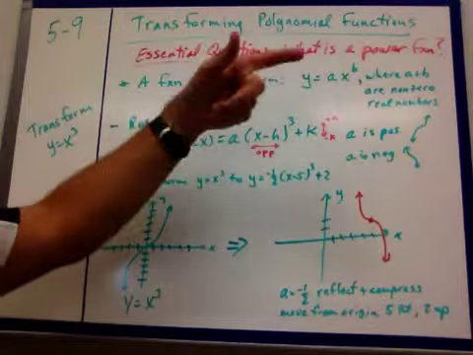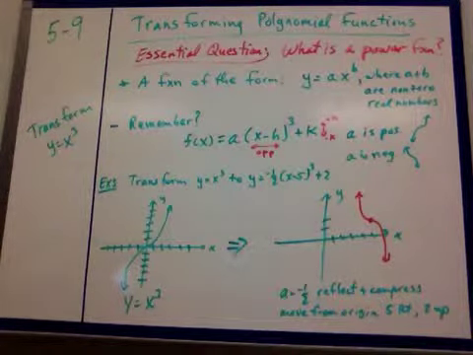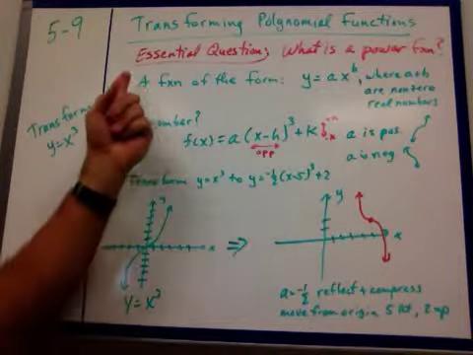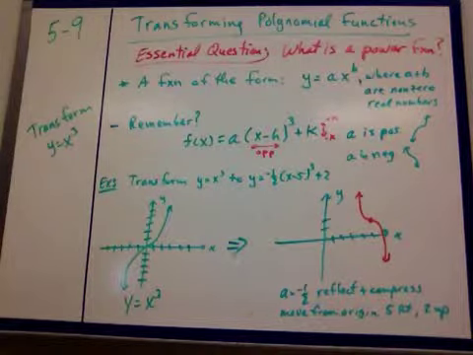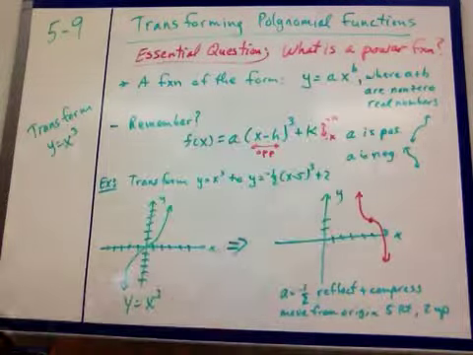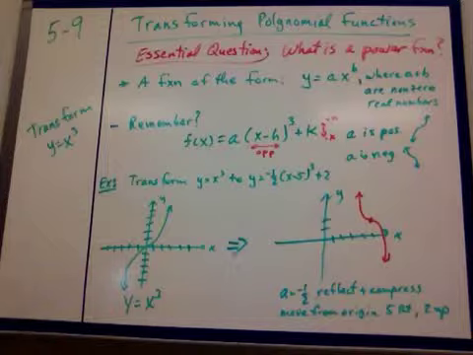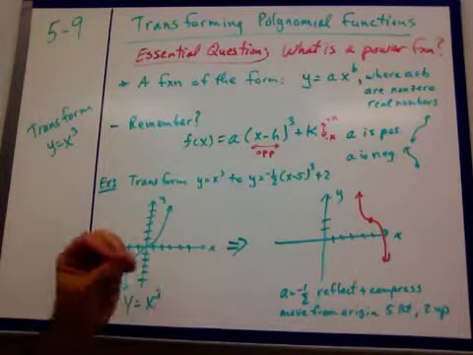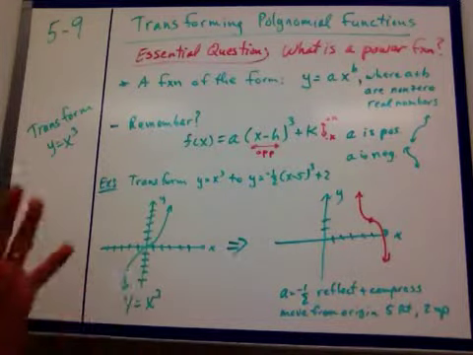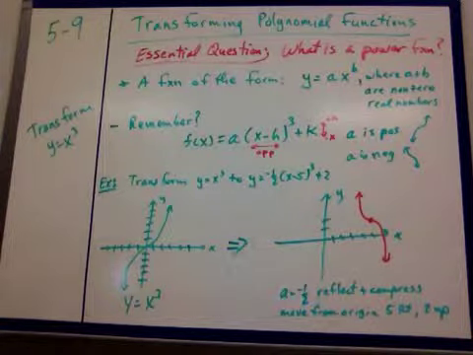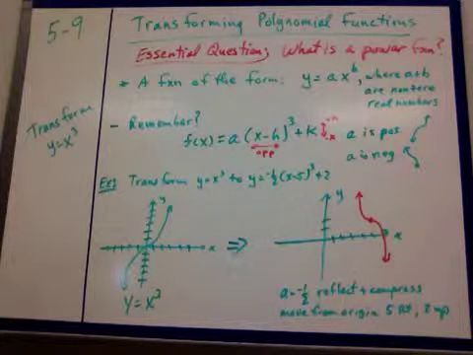So what we're talking about today is transforming polynomial functions, something that we've been doing in the past, so it should look pretty familiar to you. The essential question is, what is a power function? It's just a function of the form y equals ax to the b power, where a and b are non-zero real numbers. We're going to look at one of those, y equals x cubed, and we want to be able to transform it, which means translating it: moving it up, down, right, left, flipping it, compressing it, stretching it, all the kind of stuff we've done with the quadratic, and we did it with absolute value, same type of thing.